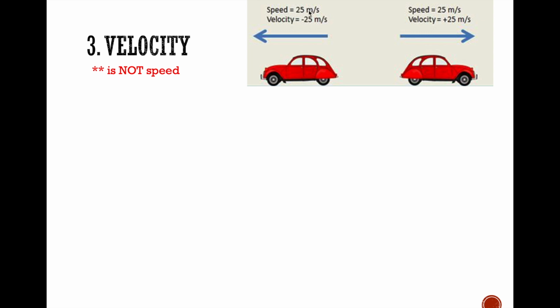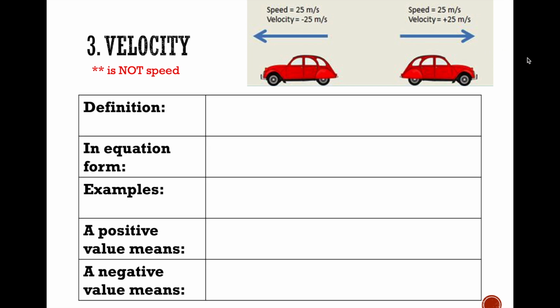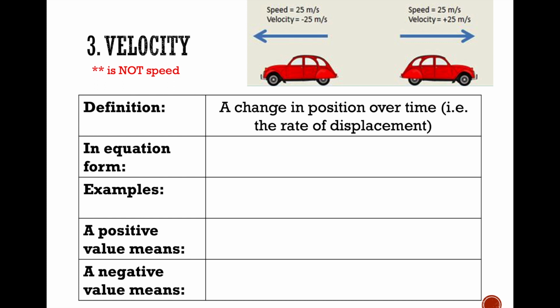So speed is just the magnitude, how fast the car is going. But velocity includes the direction. So a car moving to the right has a velocity of positive 25 meters per second. A car moving to the left has a velocity of negative 25 meters per second. Okay, so a velocity by definition is a change in position over time. In other words, it's the rate of your displacement, how quickly you're getting to where you're going.